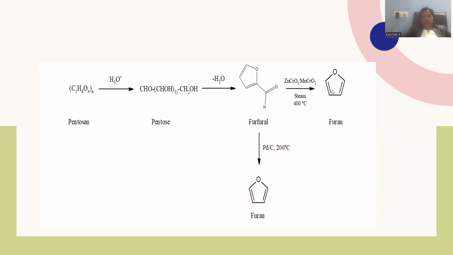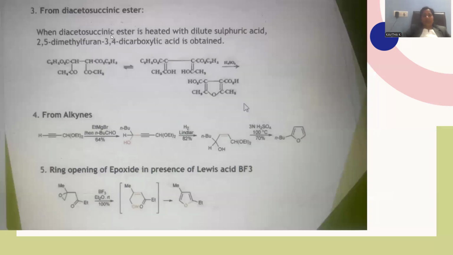Or else, furfural can be treated with palladium carbon. The catalyst will bring the reaction conditions to a normal level. Elevated temperature is now shifted to a lower temperature of 200 degrees, comparatively low. So the decarbonylation gives rise to furan as the final product. These are other methods for the synthesis of furan derivatives.